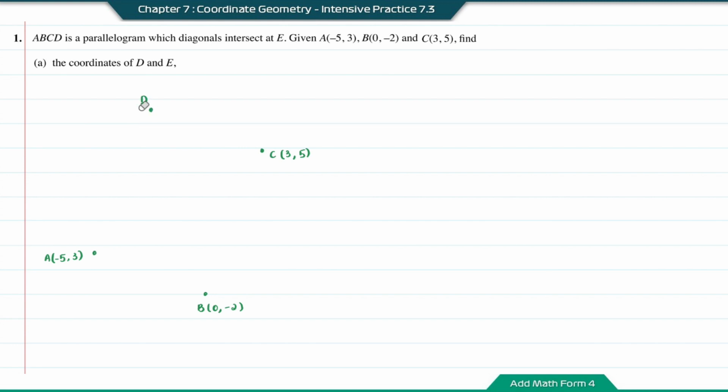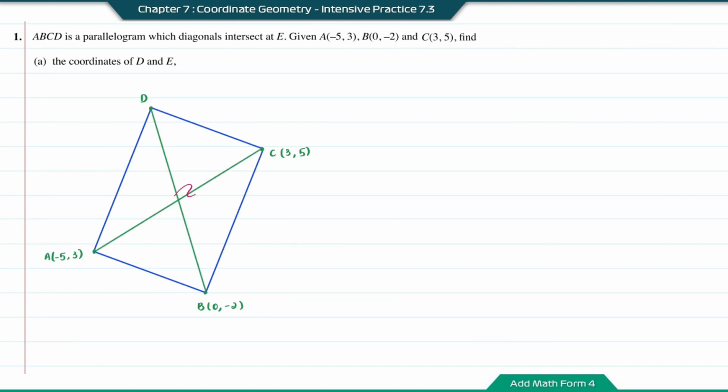Then point D will probably be somewhere here. And when we connect all the points together, we form the parallelogram ABCD. Then the intersection point E will be here. Remember, the diagonals in a parallelogram bisect each other, which means the point E will be the midpoint for AC and also for BD. Then the ratio in the diagonal will be 1 to 1.